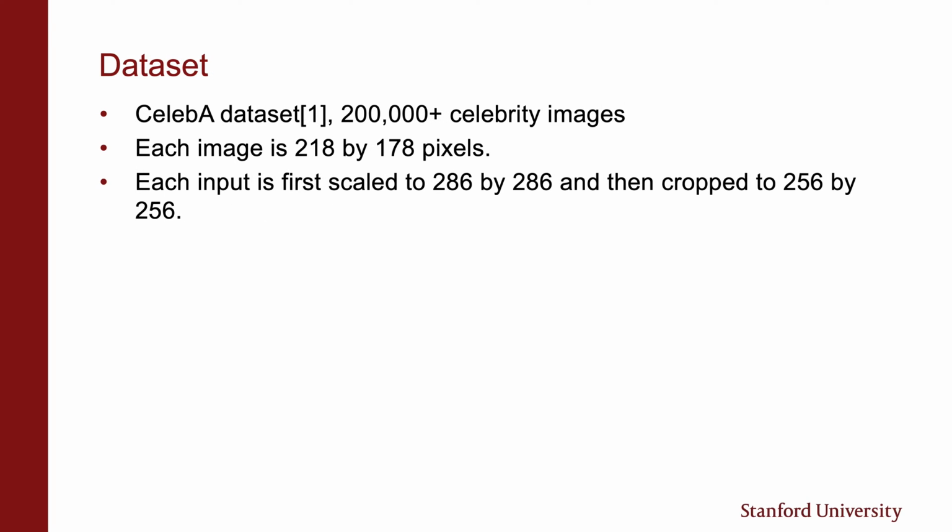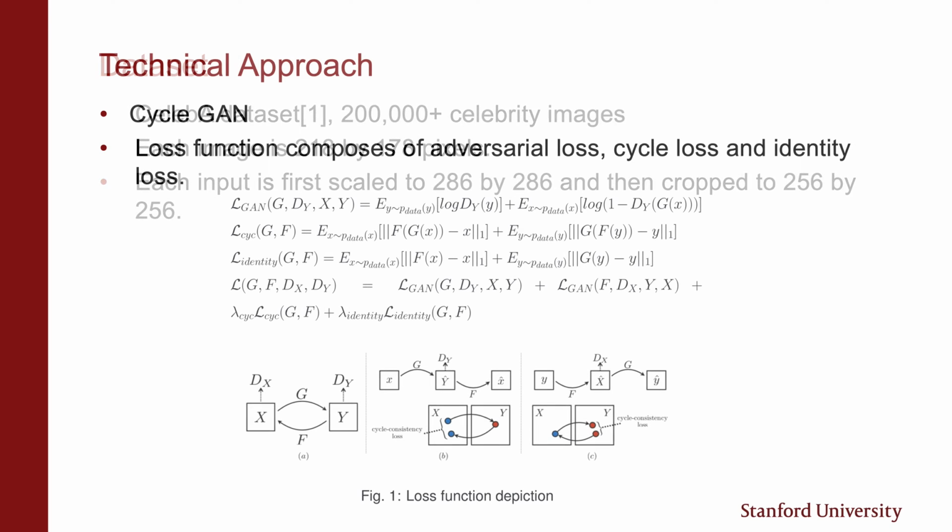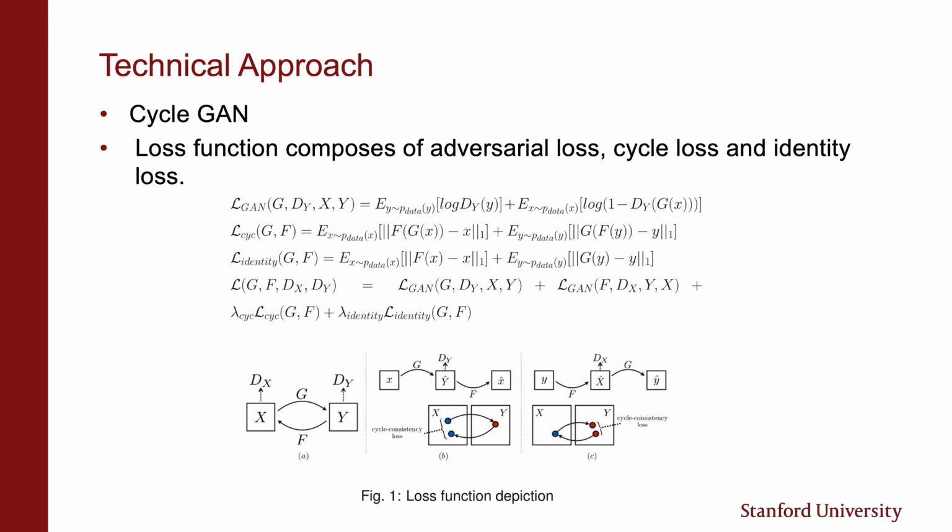The dataset we use consists of more than 200,000 celebrity images. We do some standard pre-processing before feeding the images into our model. The loss consists of three parts: the general GAN loss, cycle loss, and identity loss. For the identity loss, we feed the model with images from the target domain, and we hope the model will just keep the image unmodified.